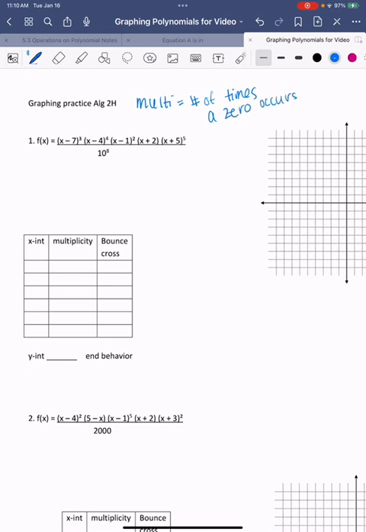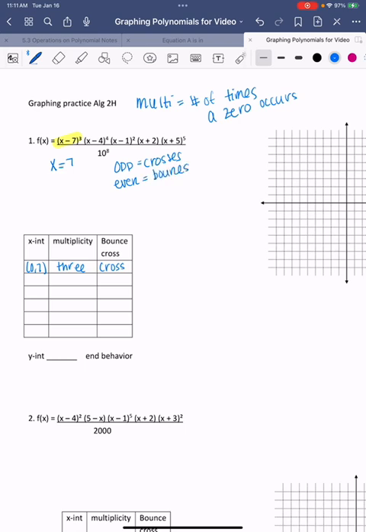Okay, so I'm going to look at each individual zero. So I've got x minus 7 cubed. That's a factor. X equals 7 is the zero, x-intercept (7, 0). Its multiplicity is 3. The exponent is 3. That is an odd number. 3 is odd. Therefore, we're going to cross at the x-axis. Odd multiplicity crosses over the x-axis. Even multiplicity bounces.